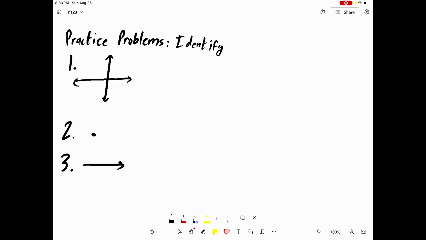Today, we have 3 practice problems, and of course, these are identify practice problems, same as the examples. Number 1, we have this figure. Number 2, there's this figure. And number 3, there's the figure on the bottom.